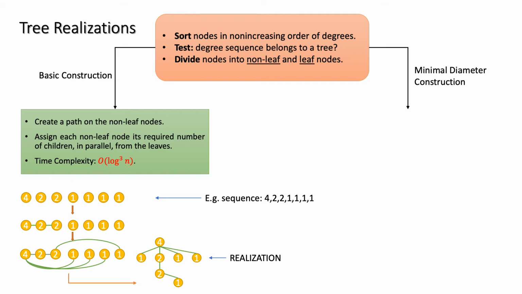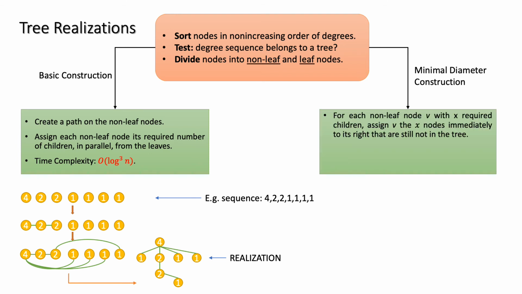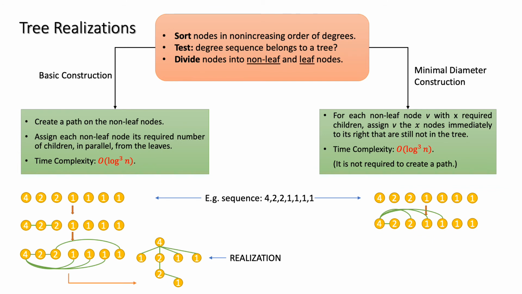Now we consider another construction which has a minimal diameter guarantee. In this construction, for each non-leaf node V with x required children, we assign the x nodes immediately to its right that are not in the tree. The time complexity is again log cubed, and it is not required to start by creating a path. So again, the same examples. So we start with the 4.